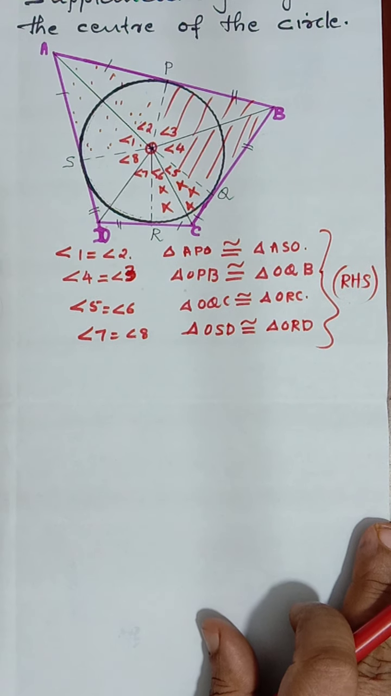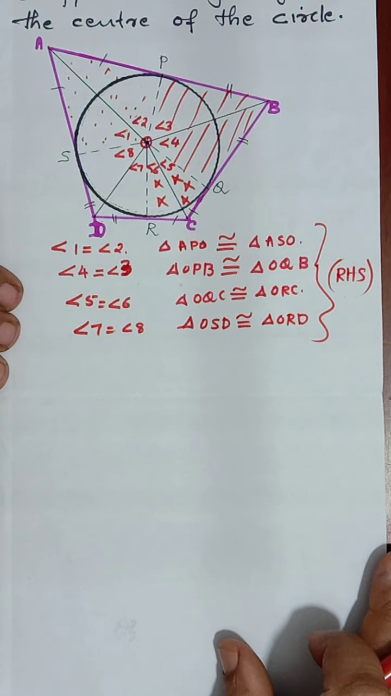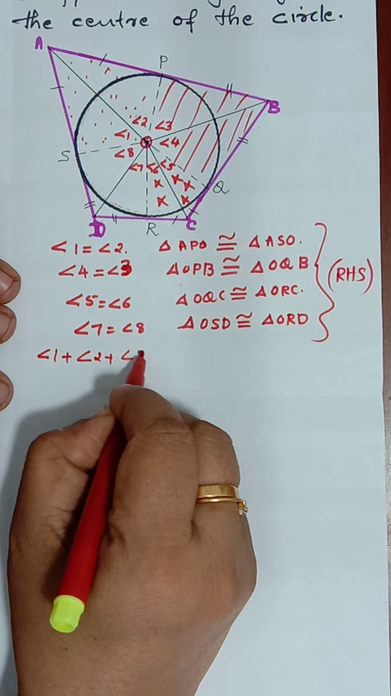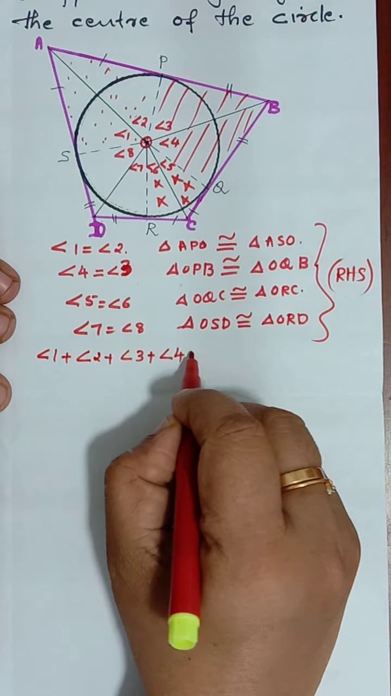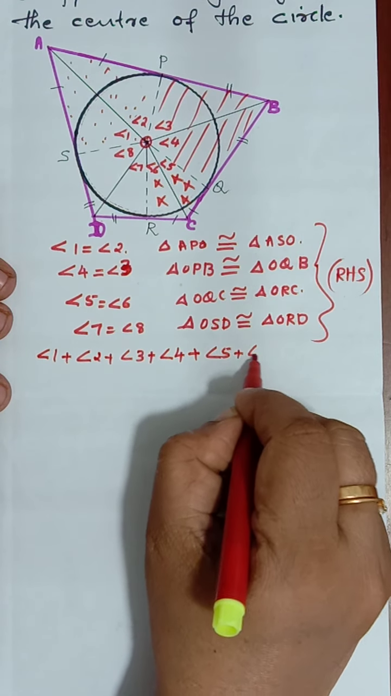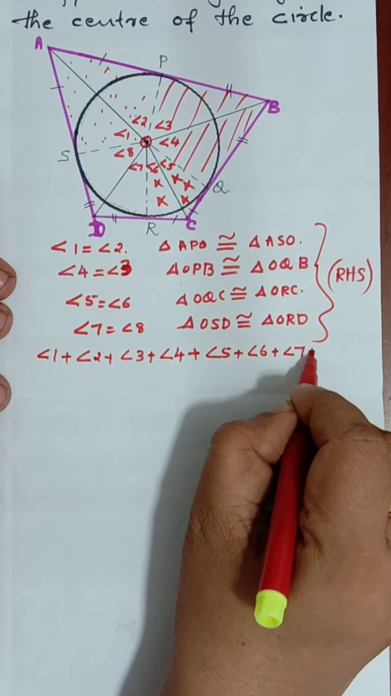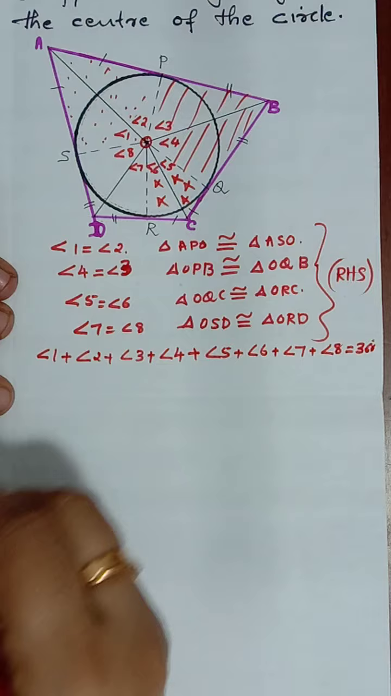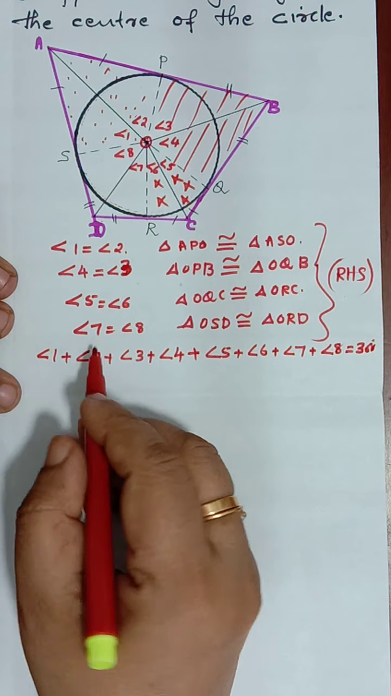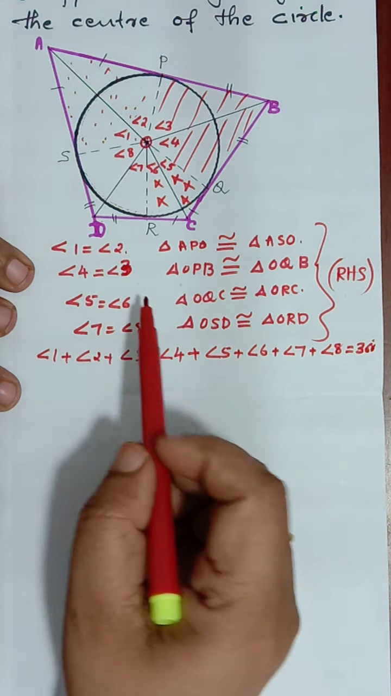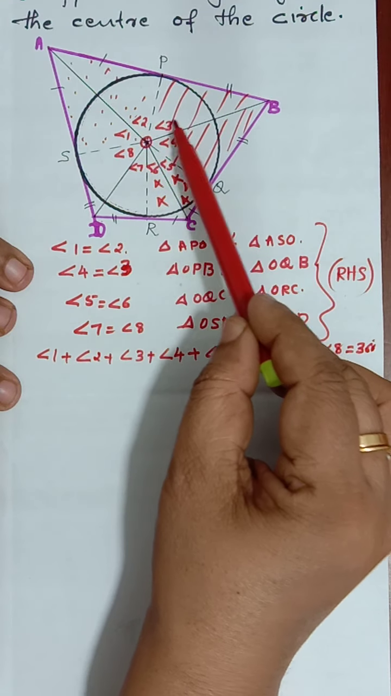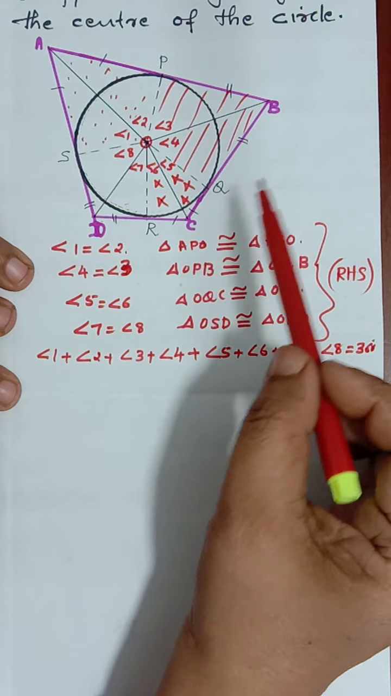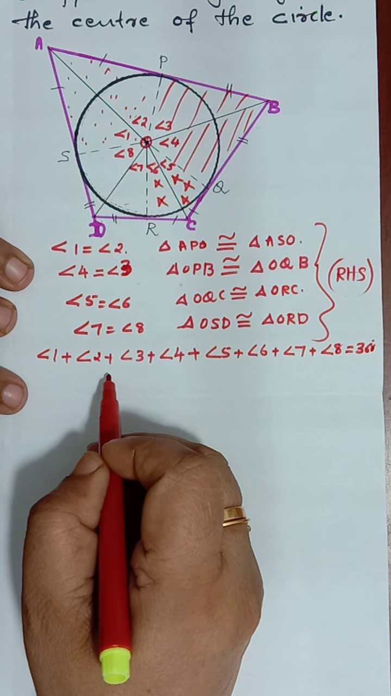Now let us take the sum of all these. What will be the sum of all these angles? 1 plus 2 plus 3 plus 4 plus 5 plus 6 plus 7 plus 8 is equal to 360 degrees. So here we are going to substitute. Here actually we have to get 2 plus 3 plus 7 plus 6 is equal to 180. 2 plus 3, here we need.